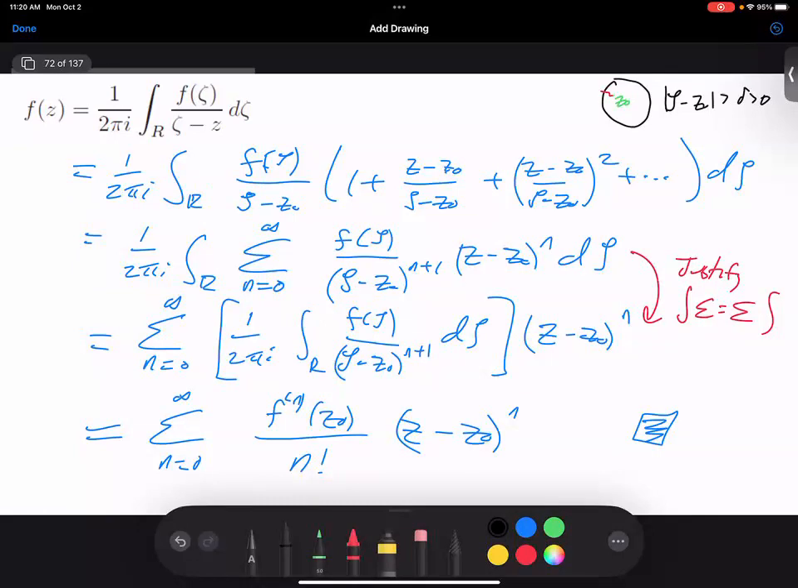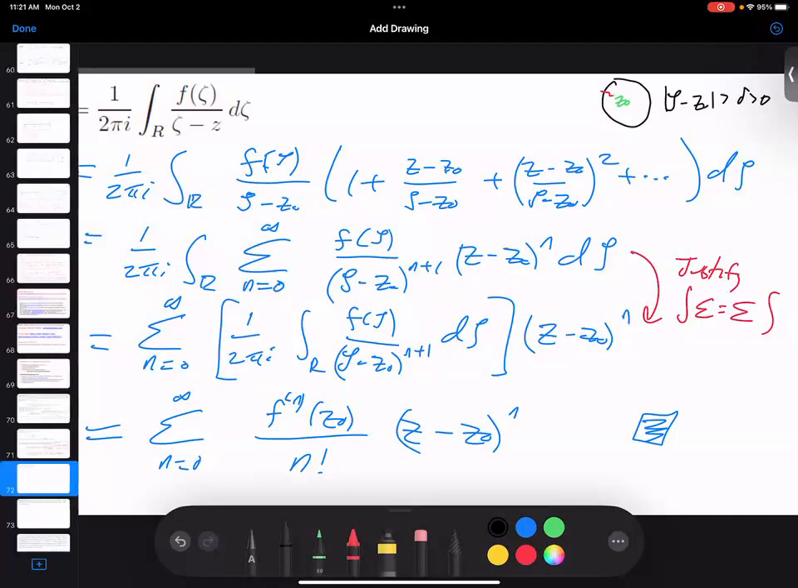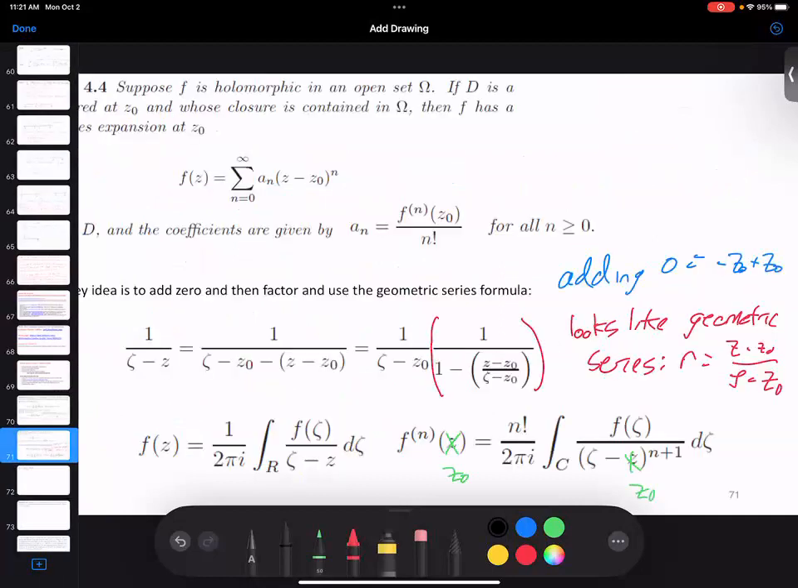Yes? Why can't Z naught be on the circle? Yes. We're trying to expand about some point inside. And so if Z naught were on the circle, then all of a sudden we have trouble. Now, if you look at the initial formula for what we're integrating, there is no Z naught initially. We're choosing to expand about some point. And if that point is on the boundary of the region, then we have trouble.